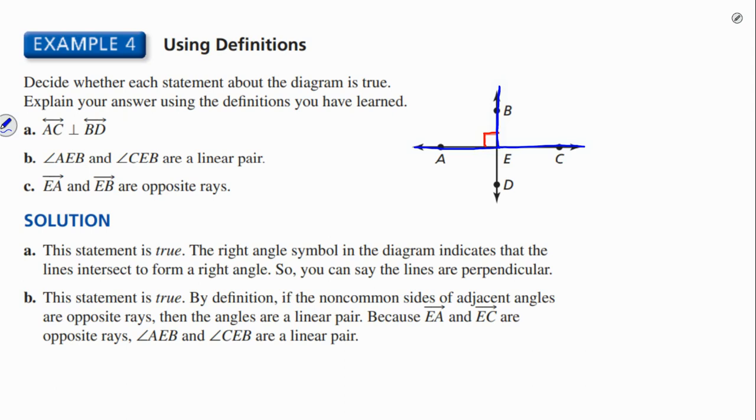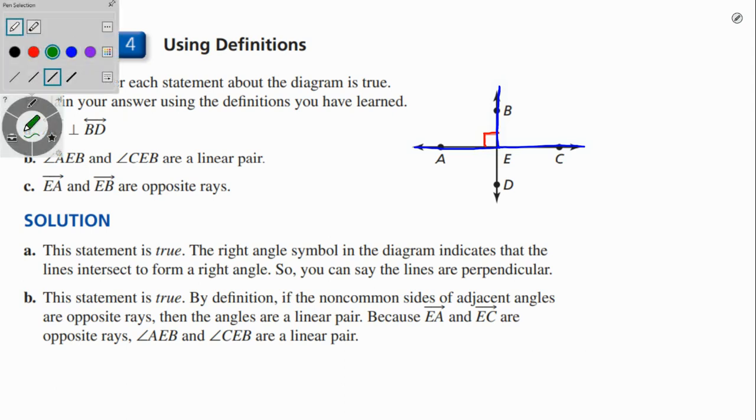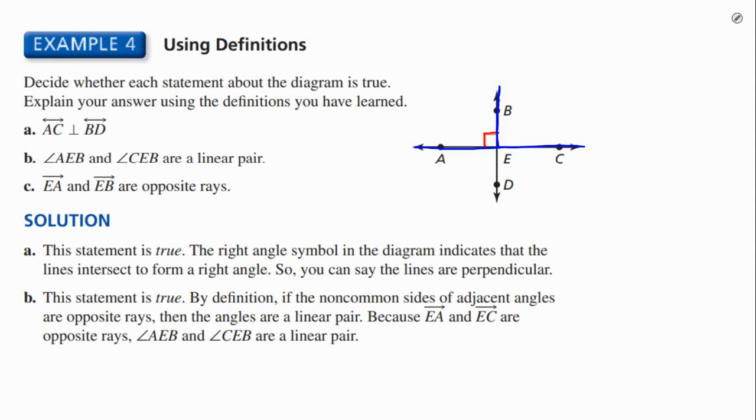Okay, now for C: ray EA and ray EB are opposite rays. Let's go ahead and map that out. I'm going to go with purple for this one. We're looking at ray EA.